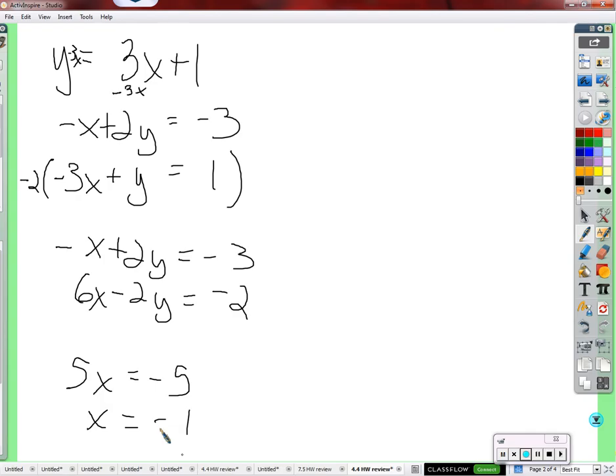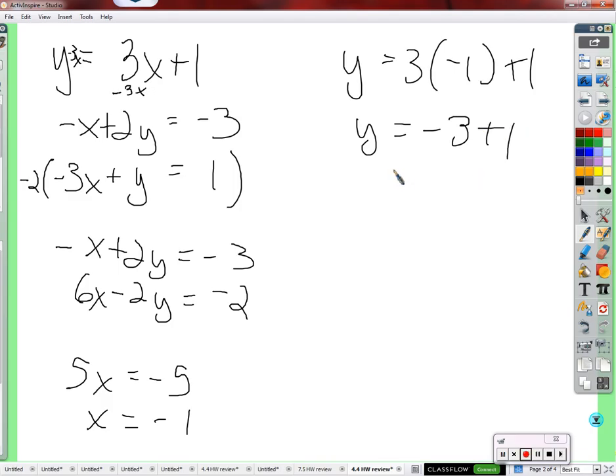Okay, we're halfway there. One solution. And then you plug that into the other, like into any equation. I'm going to do the very first one, before we subtract the 3x from both sides. Right, and y equals 3 times x, which is negative 1, plus 1. Y equals negative 3 plus 1. Y equals negative 2. So the solution is negative 1 and negative 2.